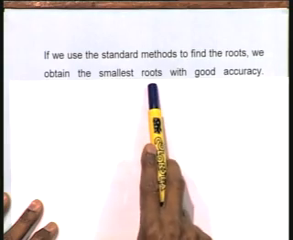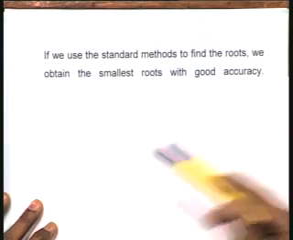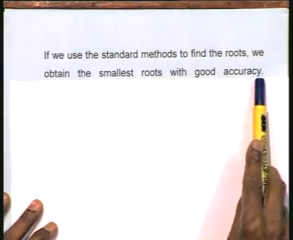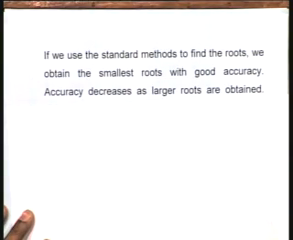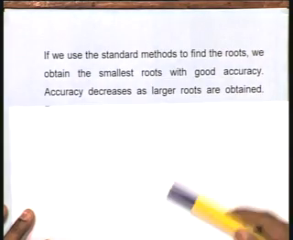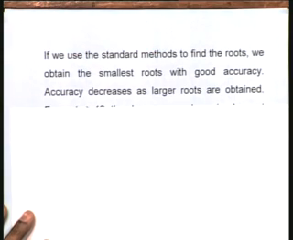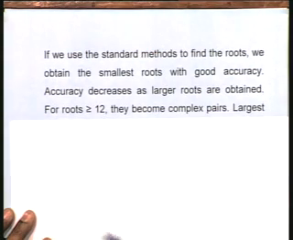Some of these methods have been used to solve this particular problem. The very interesting thing that happens is that if you solve by any of the methods we discussed, all the smallest roots, that is 1, 2, 3, 4, 5, are obtained with very good accuracy. Accuracy starts decreasing as larger roots are obtained, as we go up, 7, 8, 9, 10 like that. For roots greater than or equal to 12, the roots become complex pairs. That means it no longer remains real, it is a complex pair.